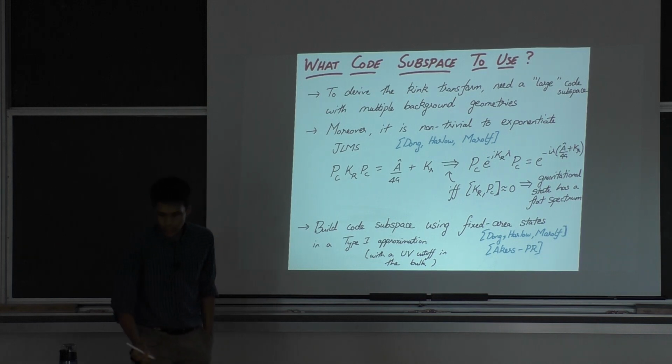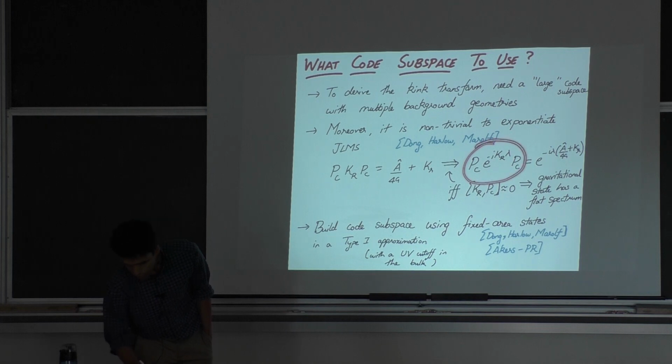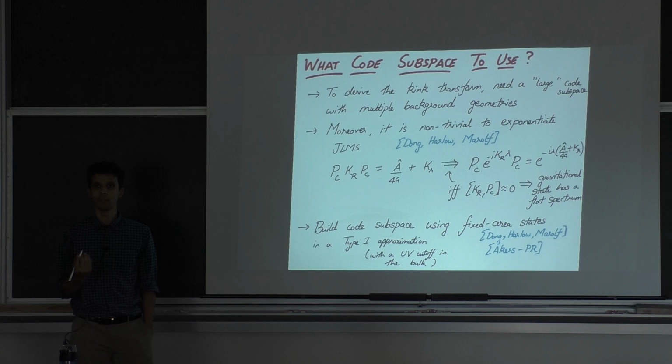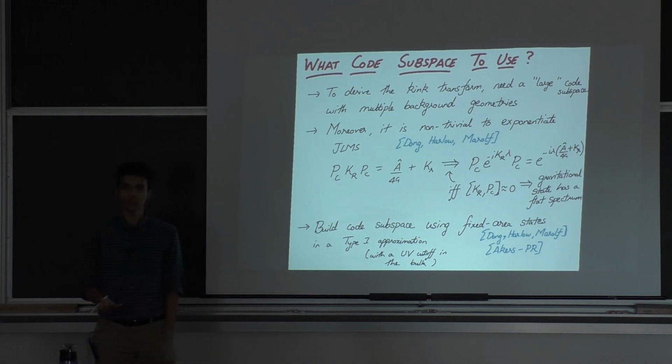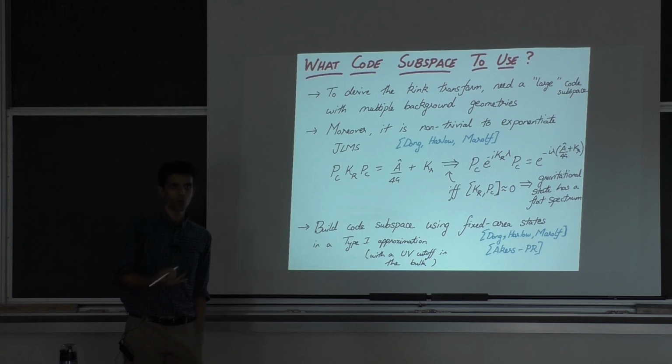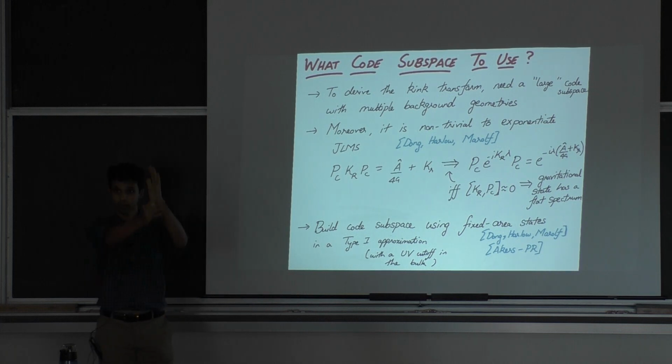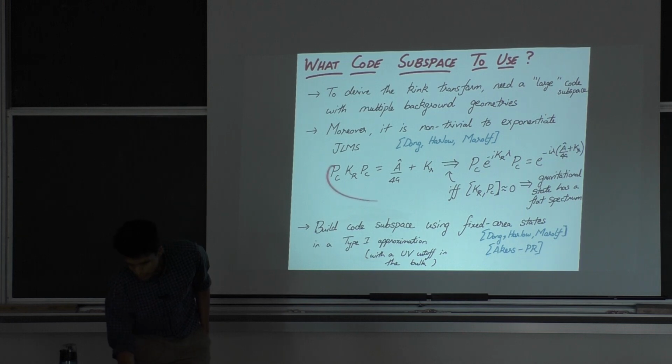But when you try to exponentiate it, essentially, in order to get a formula of this form, you need to move the projectors past the modular Hamiltonian. This is only true if the modular Hamiltonian approximately commutes with the projector onto the code subspace. And essentially, you can show that this is only true when you have a flat spectrum. So you need approximately a flat spectrum in the state in order to be able to exponentiate this formula.